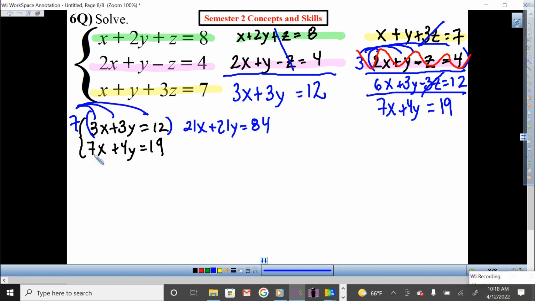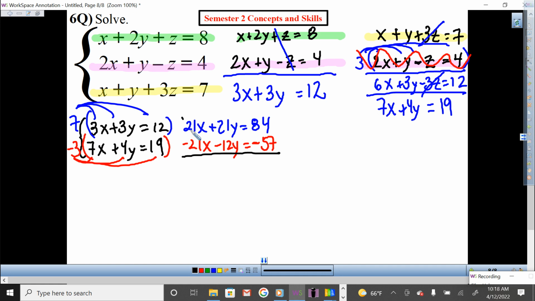All right. So since we're eliminating the x, this one has to be 21 but a negative, right? So what do we need to multiply this one by? Negative 3. So negative 3 times 7, that's negative 21x. Negative 3 times 4, that's negative 12y. And negative 3 times 19, that's negative, 19 times 3 is 57. And now we can eliminate.